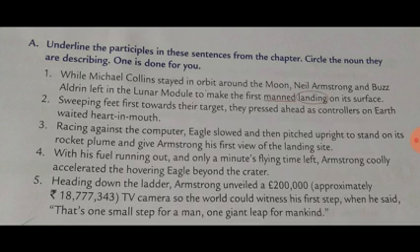While Michael Collins stayed in orbit around the moon, Neil Armstrong and Buzz Aldrin left in the lunar module to make the first manned landing on its surface. Here, landing has been circled because this is an example for participle. Manned is an example for a noun.